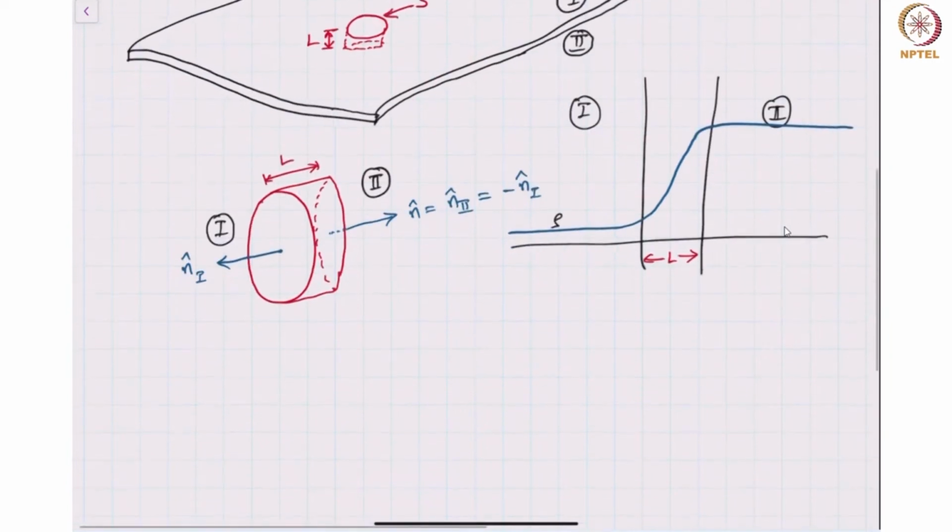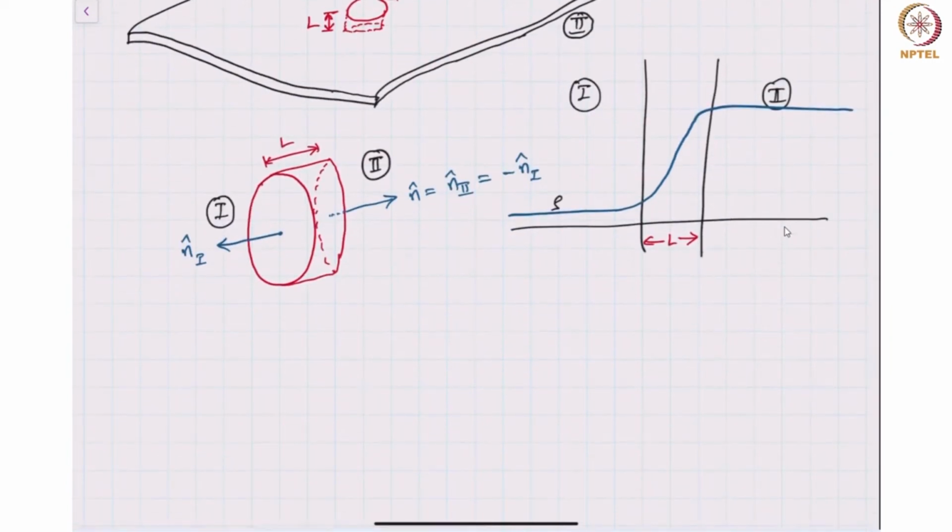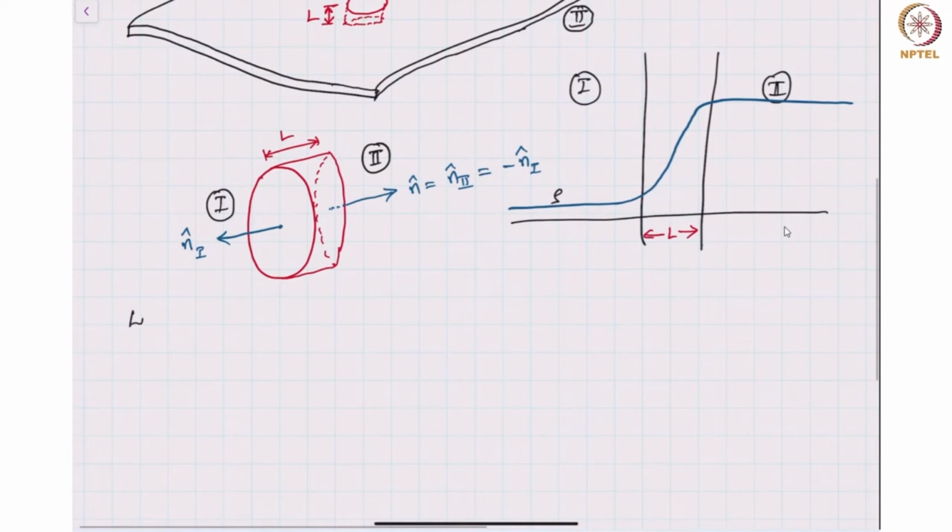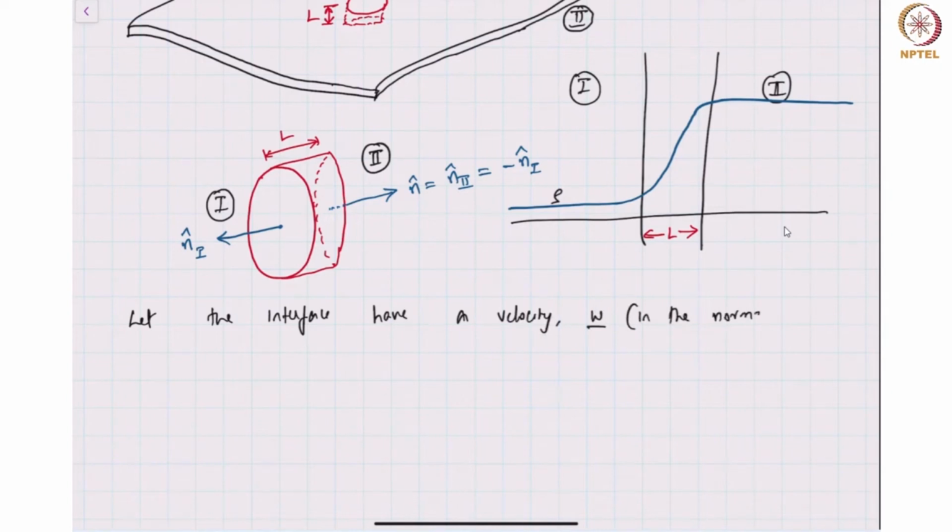Okay, so this interface further can have a velocity like what we had. This interface need not be stationary, it can be a moving interface. So let me just write down what we wrote in the last lecture. Let the interface have a velocity W bar. This is in the normal direction. So when I say the interface is moving, it is moving normal to itself. Therefore, W is the normal velocity of the interface.